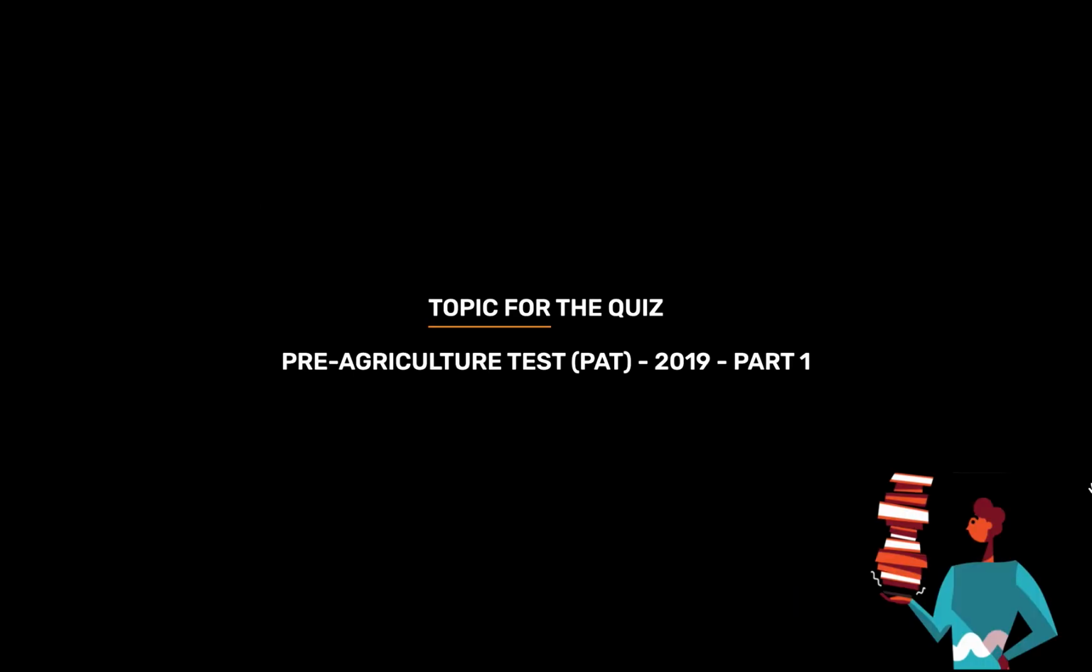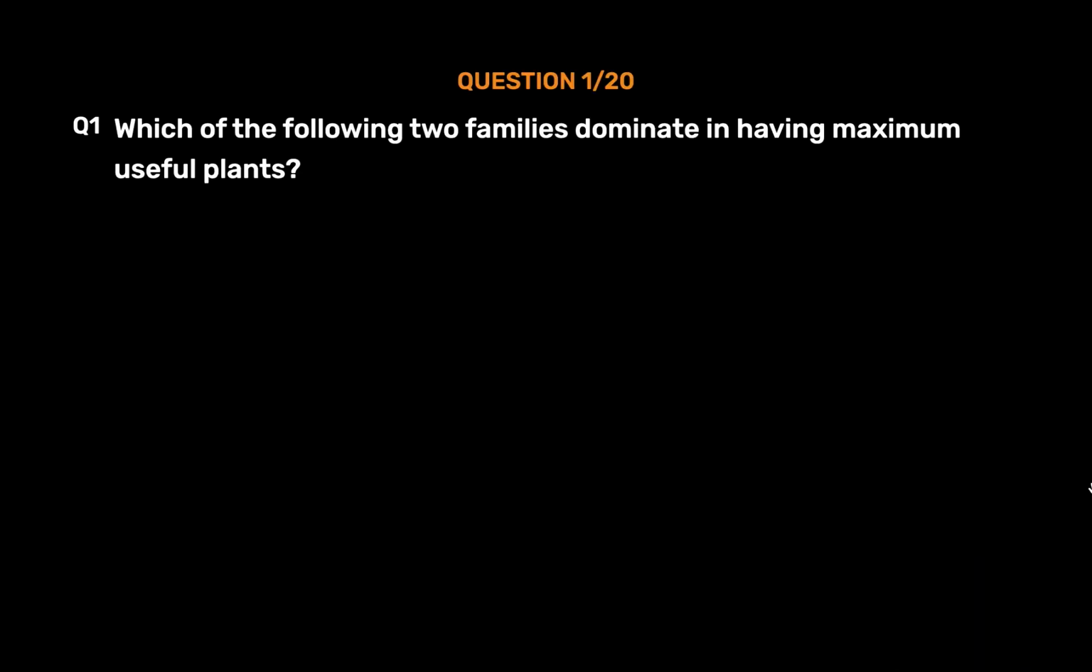Topic for today's quiz is Pre-Agriculture Test, PAT, 2019, Part 1. Question number 1. Which of the following two families dominate in having maximum useful plants?